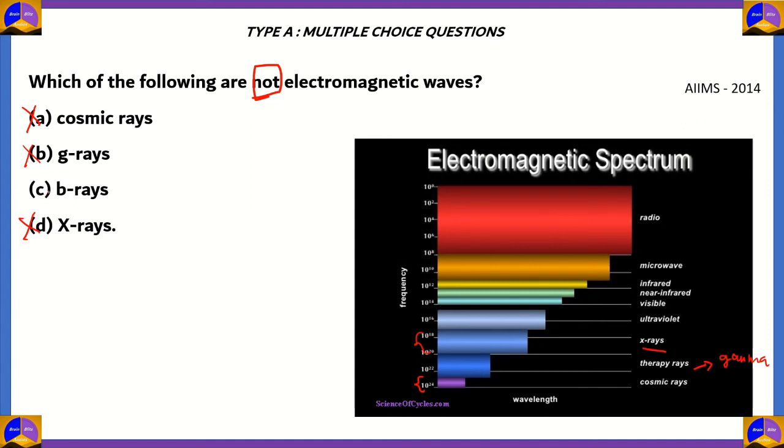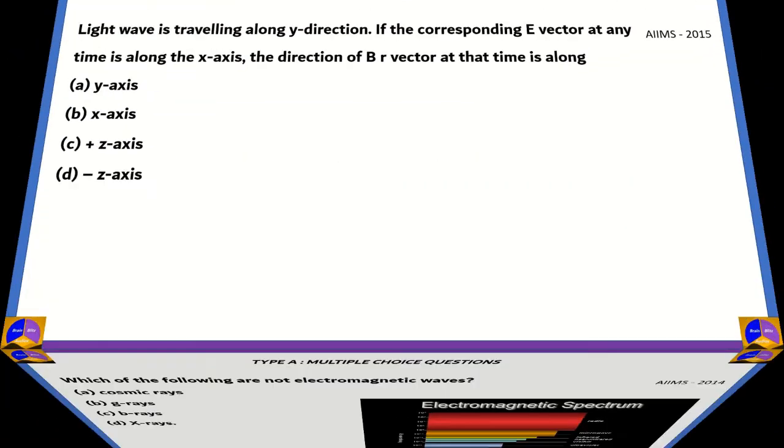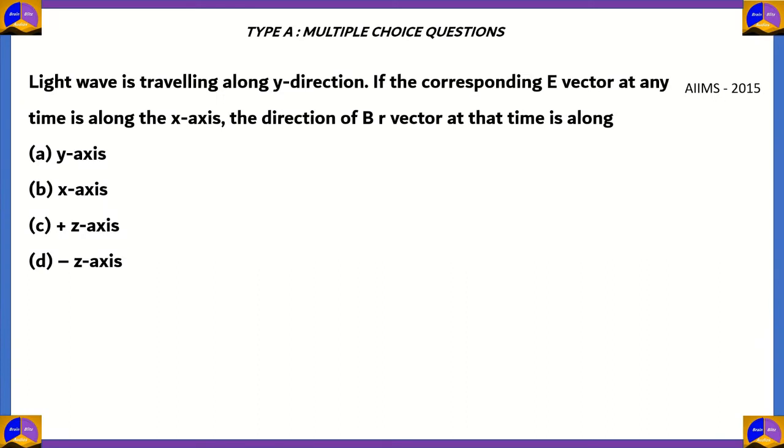The only one which is not is option C, beta rays. So what is beta radiation? Beta radiation is a beam of fast moving electrons, so therefore it's not a part of the electromagnetic spectrum, which is just radiation. Option C is the right option.